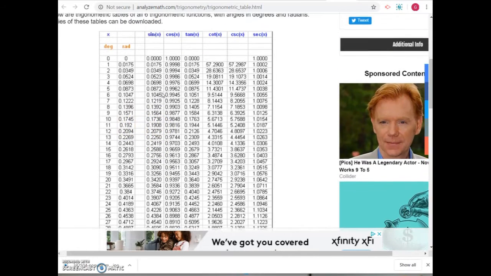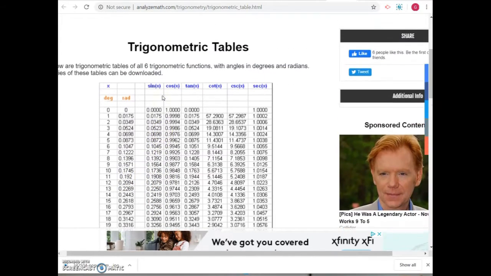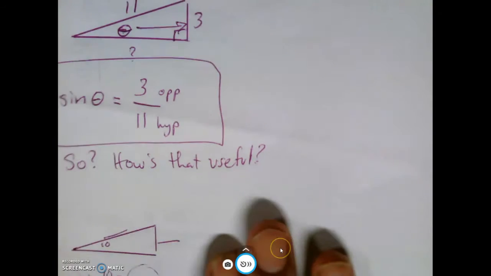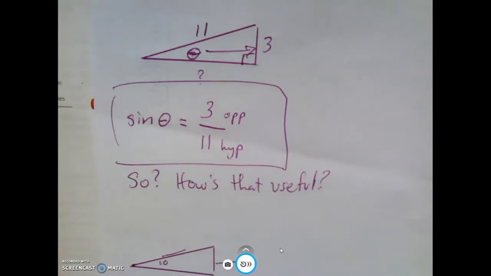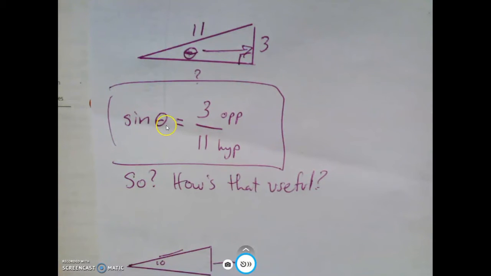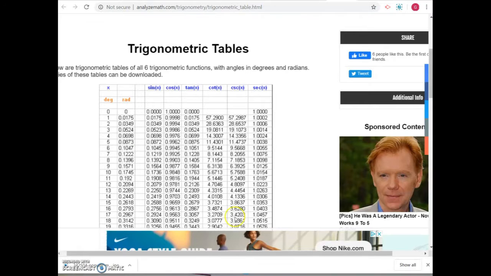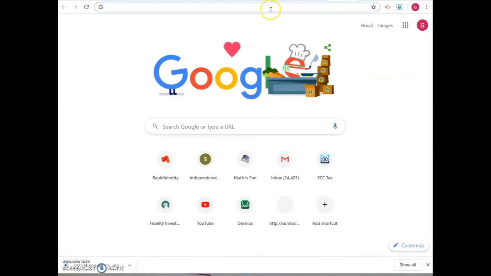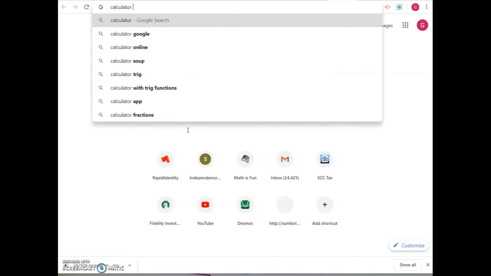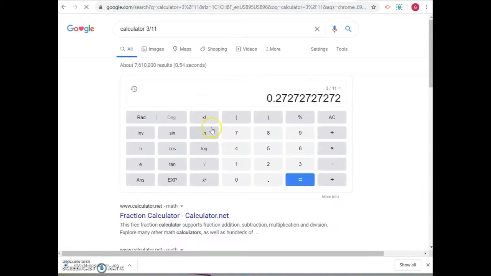So again, for ours, we had the 3 over 11. And let's check that. So we look back at our triangle here. And, sorry, I think I said 3 eighths. It's 3 elevenths was our ratio. So what's the angle? Let's find that out. Well, I don't have 3 elevenths on here. What we're going to do is go calculate. Calculator 3 slash 11. All right, 0.27272727.